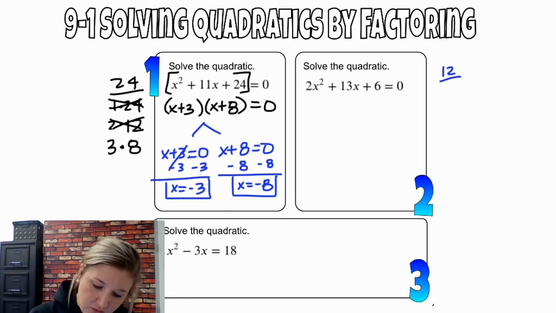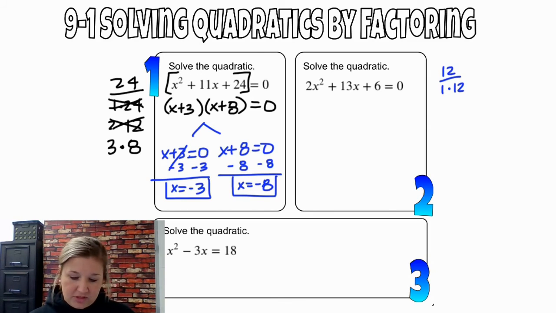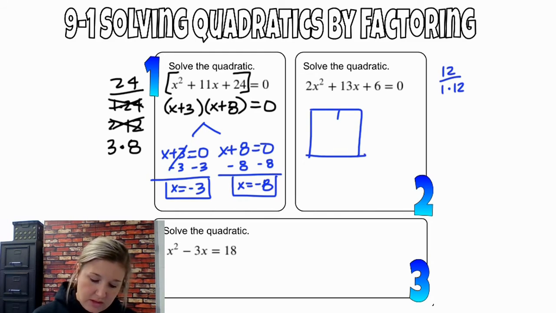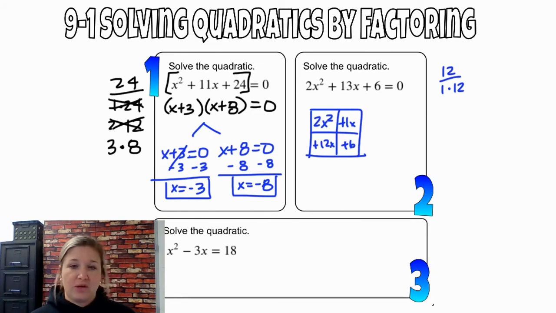that are going to add together to give me 13. So I'm going to have 1 times 12. When I add them together, I get 13. This is when you have to use the box. So I'm going to have 2x squared and a plus 6x, plus 1x plus 12. And then find greatest common factors.